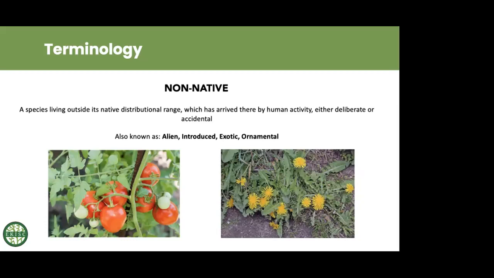And though they do take over an area, lots of times they're taking over lawns and things that are already non-native. They don't tend to take over native biodiverse forests and things like that. Other terms for non-native that we might come across include alien, introduced, exotic, and ornamental.